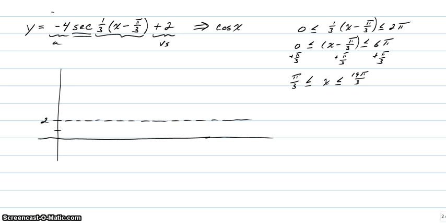I'll worry about the negative in a second, but that means I have to go up 4 units. 1, 2, 3, 4. And then I also have to go down 4 units. 1, 2, 3, 4. So this is going to be at -2, and that's going to be at 6. So that's going to affect this graph, obviously, in an interesting way. Here we're going to have pi over 3. Over here we have 19 pi over 3.